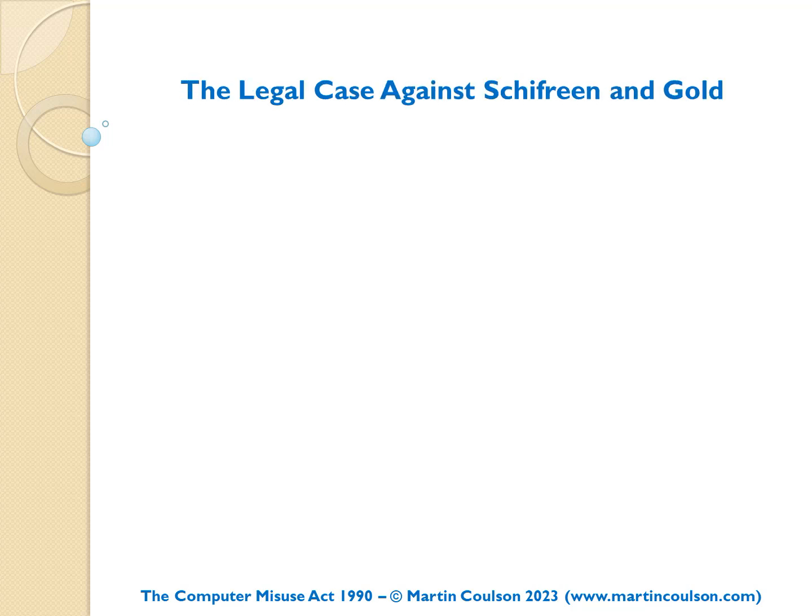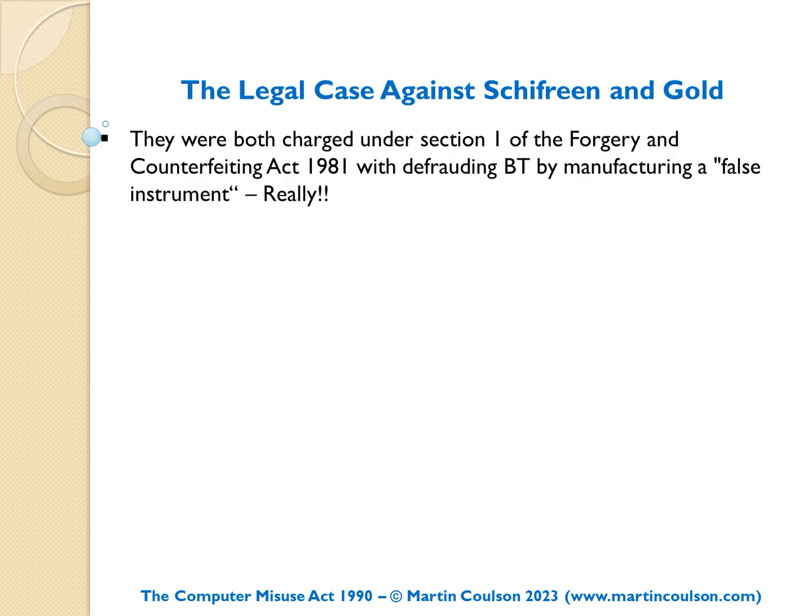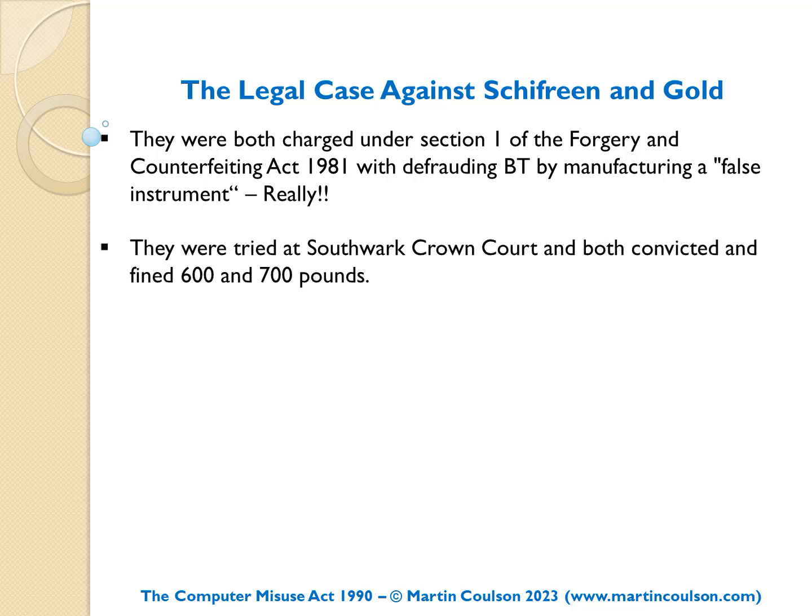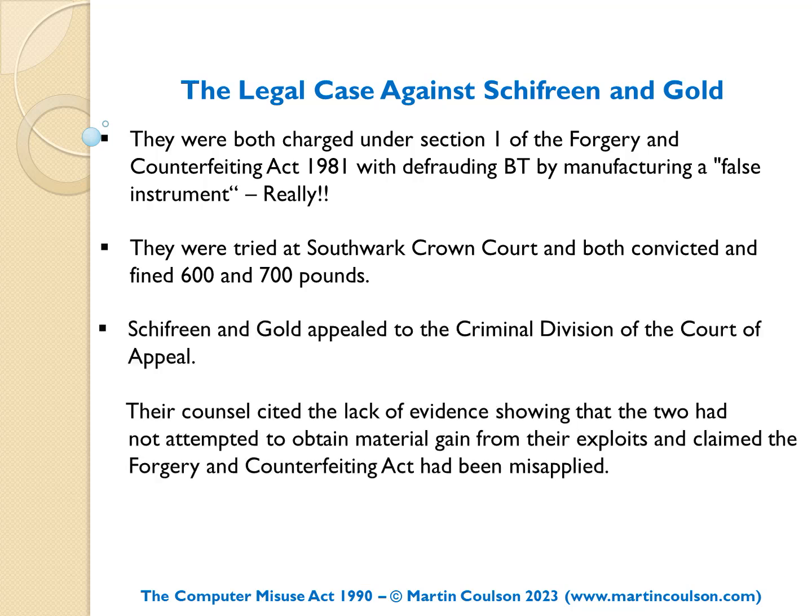They were both charged under Section 1 of the Forgery and Counterfeiting Act 1981, with defrauding BT by manufacturing a false instrument. As a result, they were tried at Southwark Crown Court, and were both convicted, and fined £600 and £700. Unsurprisingly, the defense lawyers at the time thought that the charge was pushing the boundaries of the Forgery and Counterfeiting Act, and as a consequence, Shifrin and Gould appealed to the Criminal Division of the Court of Appeal. Their counsel cited the lack of evidence showing that the two had attempted to obtain material gain from their exploits, and claimed that the Forgery and Counterfeiting Act had been misapplied.